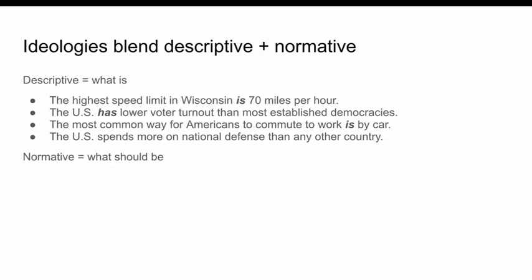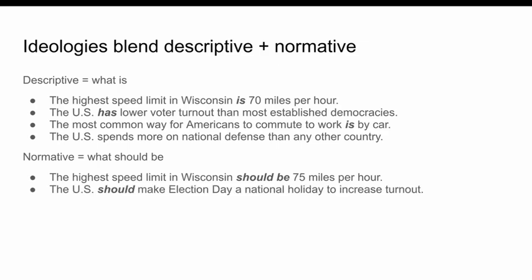Now, the normative part of ideology focuses on what should be. So we have some established facts, but we think that there is a reason to make changes to them, or even to keep them the same. So the highest speed limit in Wisconsin should be 75 miles per hour. That might be one normative claim. Maybe we think it should be 80. Maybe some people actually want to keep it at 70. But we're talking about the way that things should be as opposed to the way that they are.